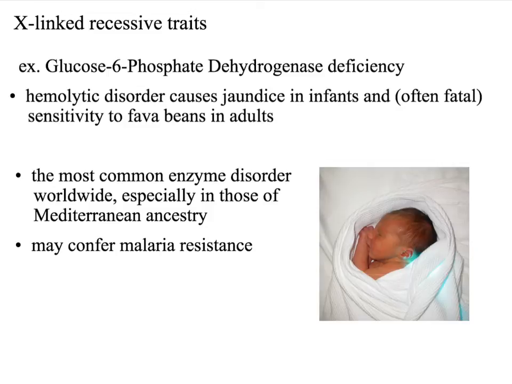glucose-6-phosphate dehydrogenase deficiency causes a hemolytic disorder. It's often fatal. It makes you sensitive to fava beans. It's the most common enzyme disorder worldwide, especially in those of Mediterranean ancestry. And again, the heterozygote might give you an advantage over malaria. So not having the disorder, but having the heterozygous genotype for this disorder might give you resistance to malaria, even though people that get the disease often die, so that's not an advantage. But having the heterozygous genotype, having the trait but not the disease, gives you an advantage.